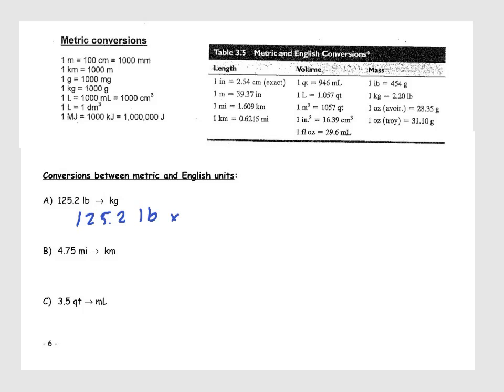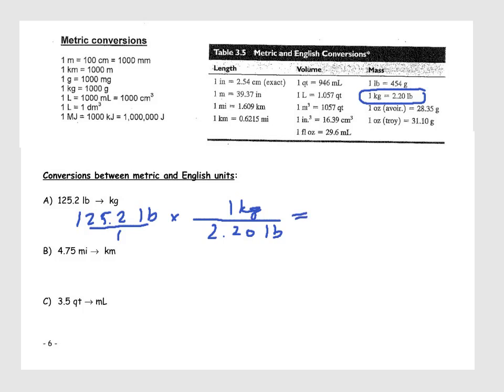To do that, you need a conversion between pounds and kilograms. Up at your table, you will see that there's a conversion right here that says 1 kilogram is equal to 2.2 pounds. You might find it helpful to put the 125.2 over 1 so you recognize that number's on the top of the fraction. I didn't mention that last week. On the bottom, I'm going to put what I want to cancel, which is the pounds: 2.2 pounds is the equivalent of 1 kilogram.